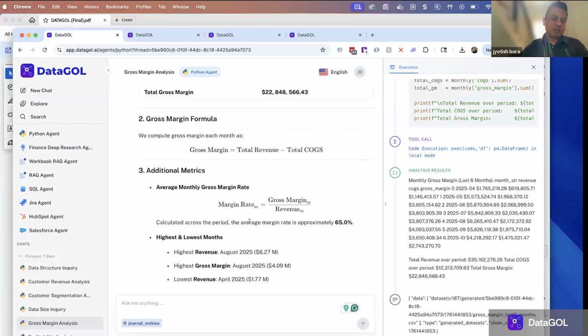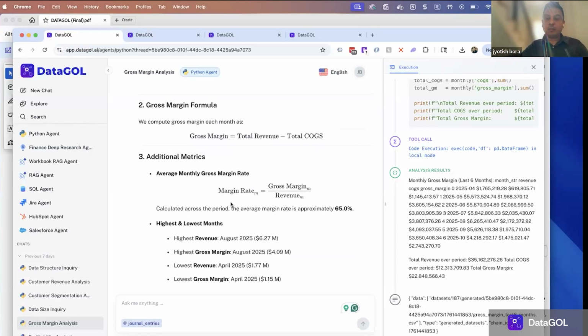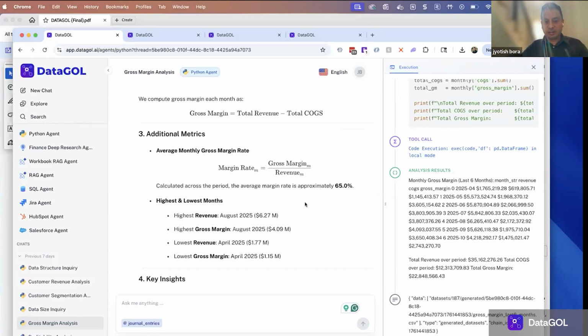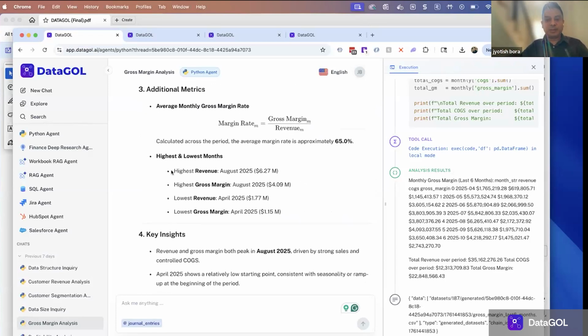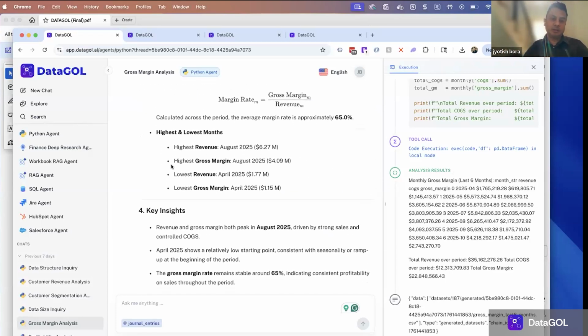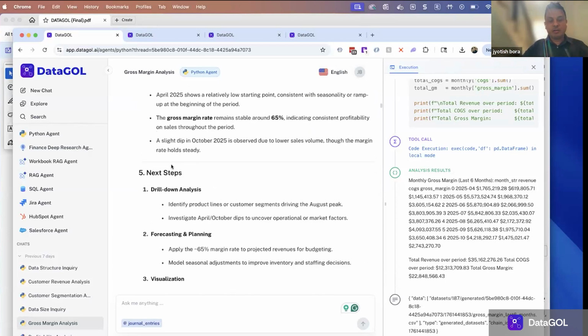For example, it calculated the margin rate. So what formula did it use, and what is the insight? It also gave some key numbers: what was the highest revenue, what was the lowest revenue, and so on and so forth. The good thing about it is you can keep drilling down. It's actually giving the next step, what you can ask next.